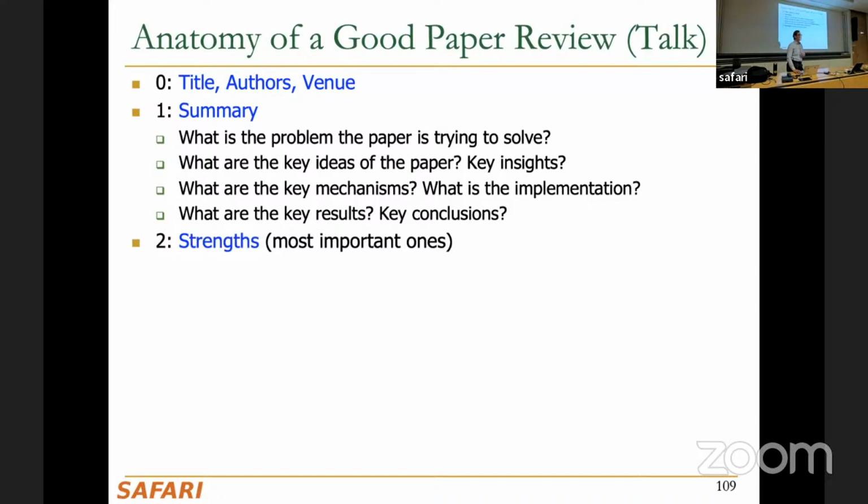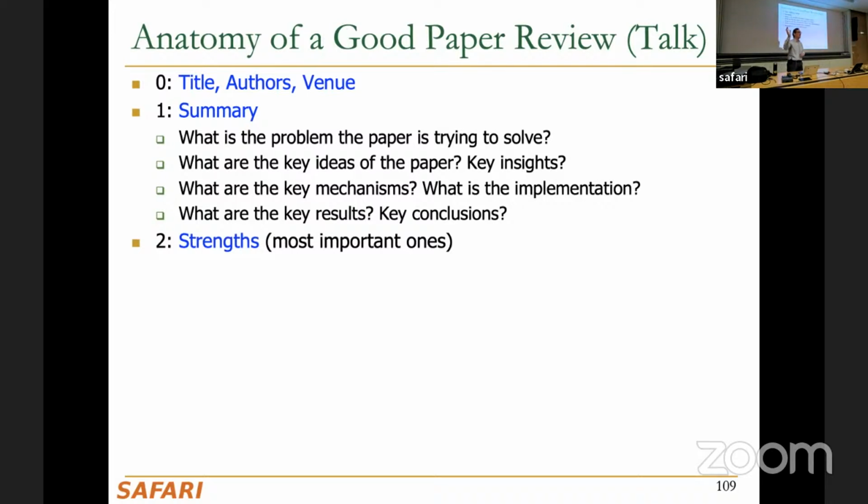What are the strengths of the paper? The most important ones. Basically, this should be an ordered list. You can nitpick, no problem. Nitpicking is good, actually, for any kind of progress, but don't reorder things, meaning don't start with the nitpick. Start with the big items. What is the biggest strength of the paper?